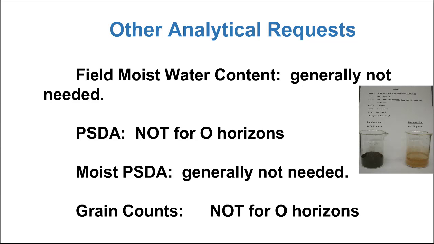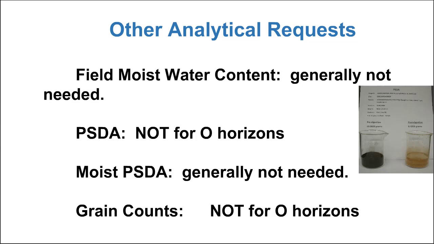Another comment is on PSDA, not for O horizons. The next slide will deal with that a bit. Moist PSDA is generally not needed. There are a few types of soil material that irreversibly change on drying. The general assumption is that they never dry in nature and haven't for a very long time during their development. So when they do dry, they don't re-wet well. They may harden, that kind of thing. For those, we honestly need moist PSDA.